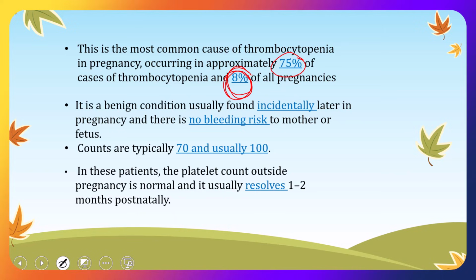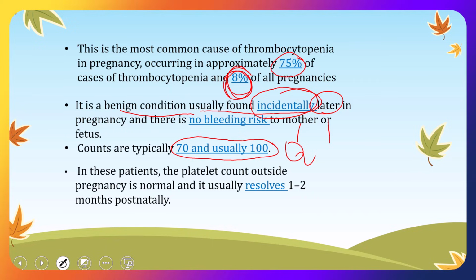As I just mentioned, why is this known as incidental gestational thrombocytopenia? Because it is a benign condition and usually found incidentally later in pregnancy, and there is no bleeding risk to mother or even to the fetus. The platelet counts are typically between 70 and 100. Please remember this point. This can be your single best answer, and also these percentages are very important in terms of your exam.